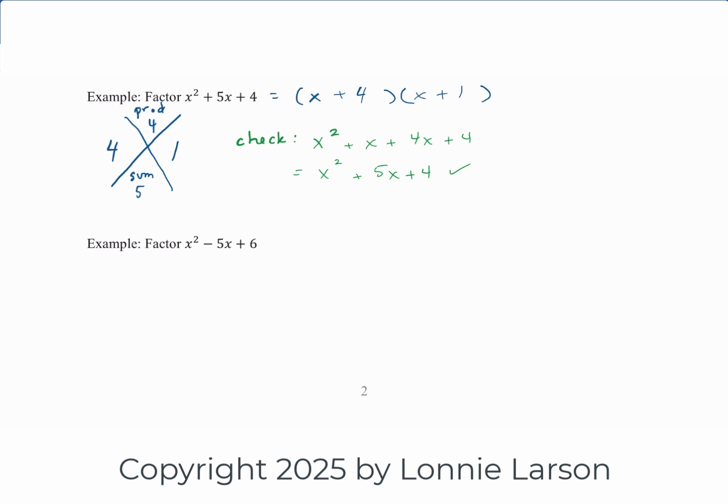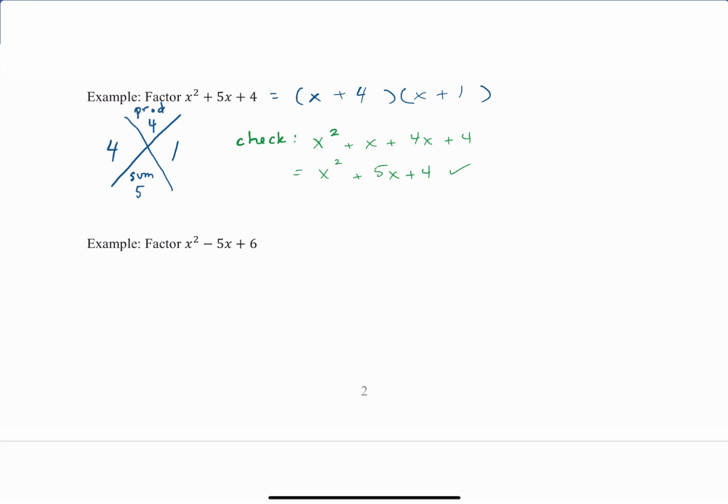Keeping on working on factoring trinomials, let's factor x squared minus 5x plus 6. Again, we're going to have the two sets of parentheses with an x at the beginning. And to figure out what goes after the x's, I need to find two numbers whose product is 6 and whose sum is negative 5.